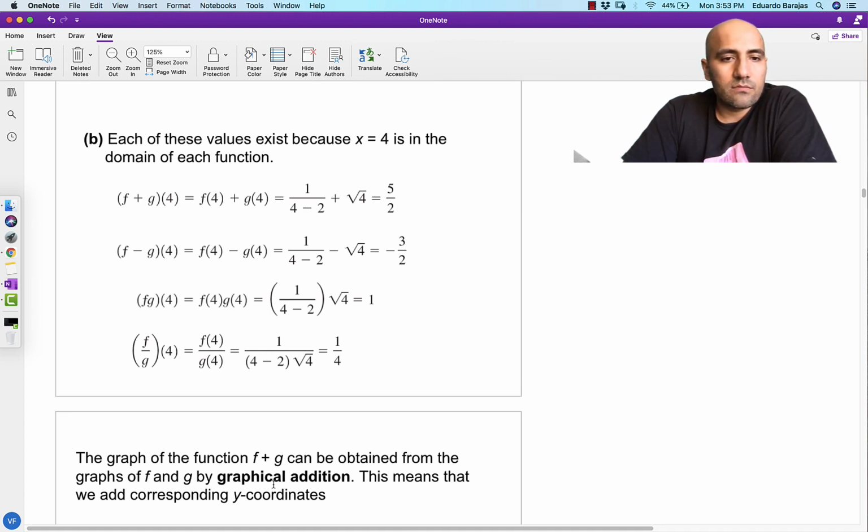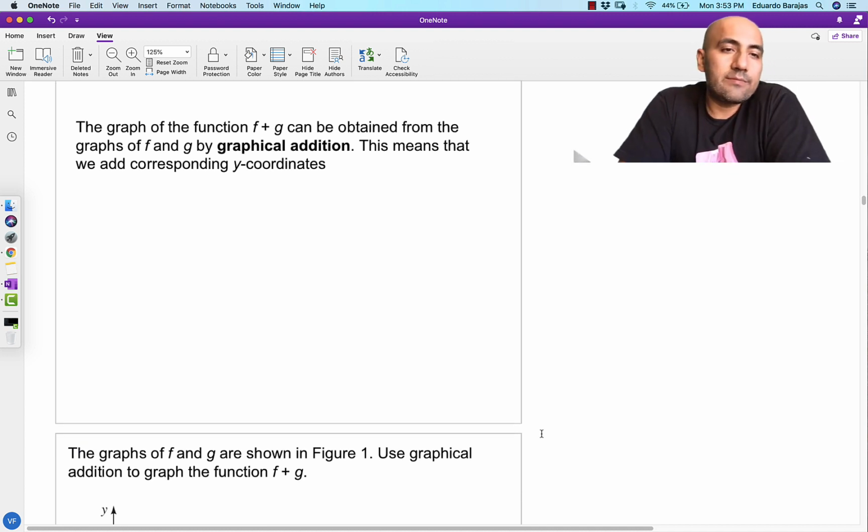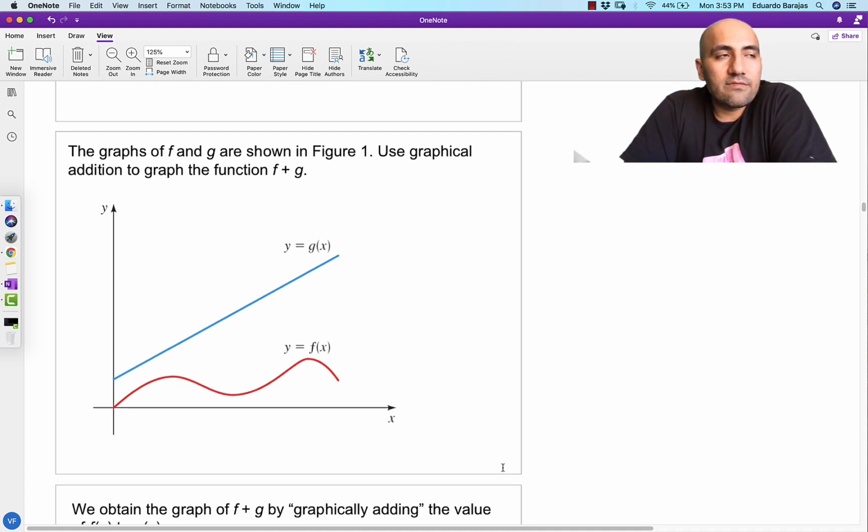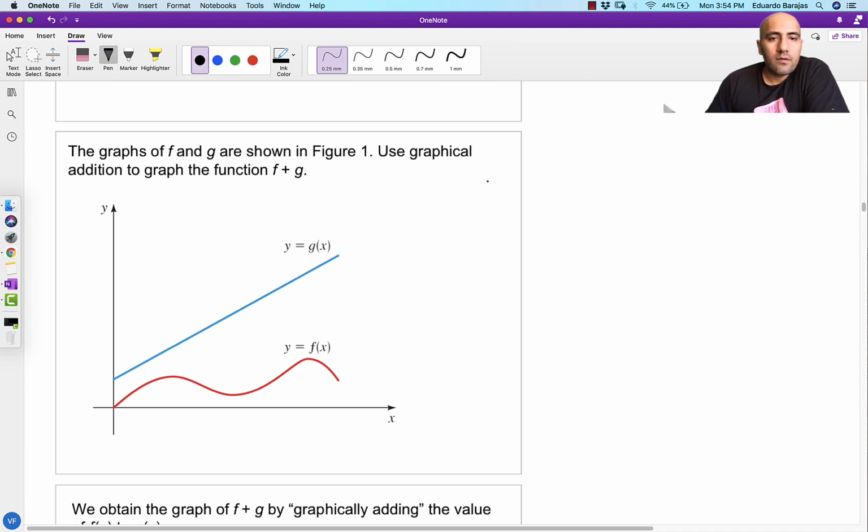So same answers. Okay, the graph of a function f plus g can be obtained from the graphs of f and g by graphical addition. This means that we add the corresponding y-coordinates. So for example, let's say that we have a g of x function defined by this blue line, and an f of x function defined by this red line, and we want to add them together and find the graph of the result of this new function. So this blue one is our g of x, this red one is our f of x, and we want to know what the graph of f plus g, this new function, would be, of course, since this is defined to be f of x plus g of x.